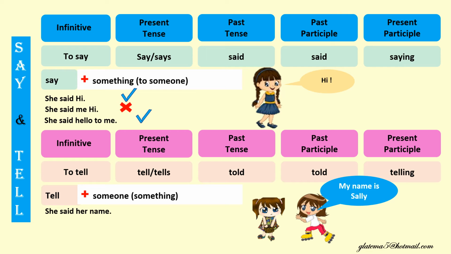For example, she said her name. That is correct because she said something. She said me her name. With say, or after say, we have to use something, so that is incorrect. Then we have she told me her name. After tell, we have to mention someone, so told me is correct.